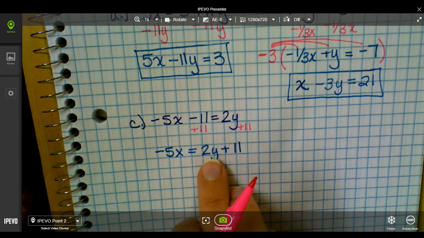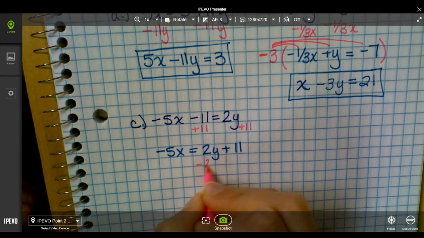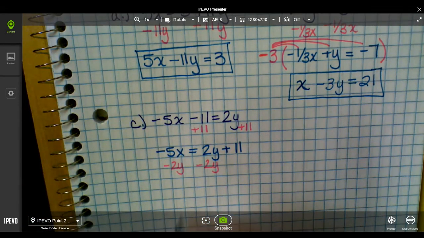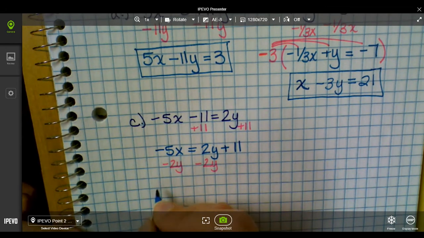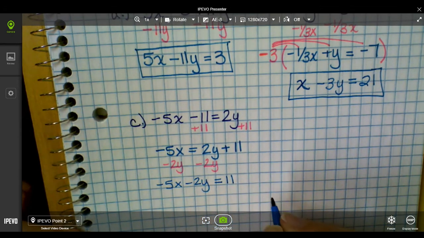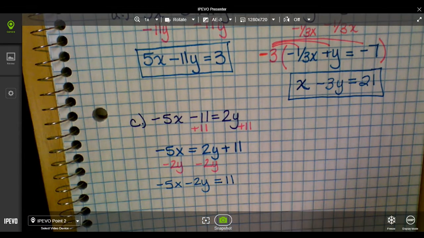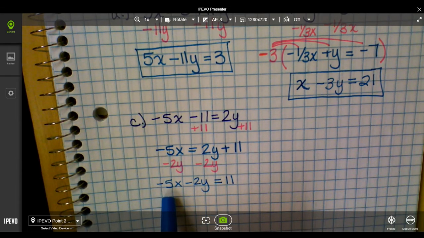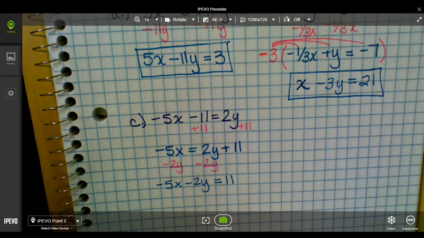And then I want my y's on my left side. So I'm going to subtract my 2y over here. So now I want my x's to go first. I have negative 5x minus 2y equals positive 11. And before I can circle my final answer, I have to double check. Is A a positive whole number? Well, it is a whole number, but it's not positive.